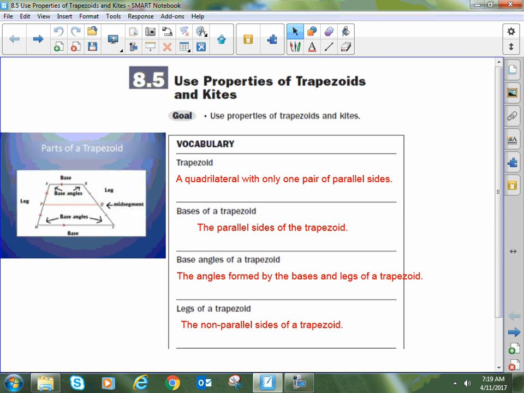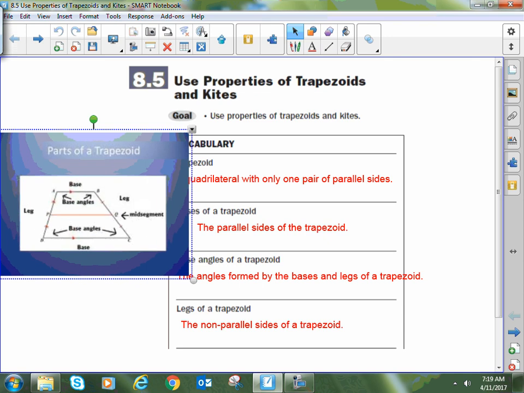Then we have the bases of the trapezoid. Well, the bases, those are the sides that actually make up the parallel sides of the trapezoid. The base angles are going to be angles that are formed using those two parallel sides. And the legs of a trapezoid are the ones that are not parallel.